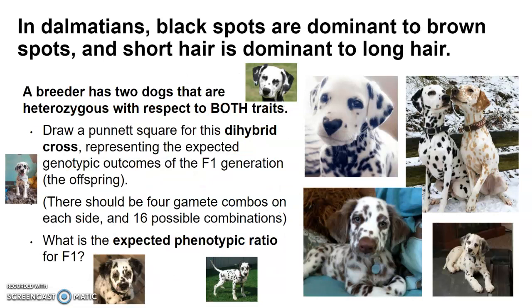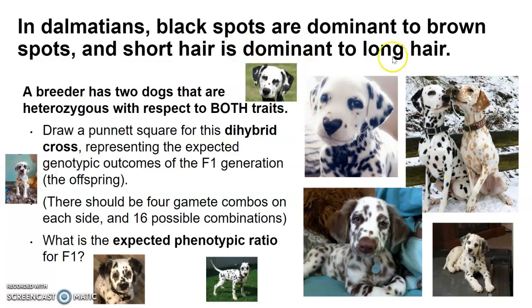Okay, that is a dihybrid Punnett square. Exactly the same type of question, just with a new context. I couldn't pick a photo, so I just picked them all. Why not? In Dalmatians, black spots are dominant to brown spots. So in order for a dog to have brown spots, as we can see here, that individual would have to inherit 2 of the brown alleles.